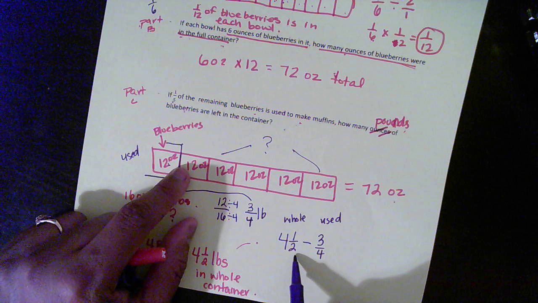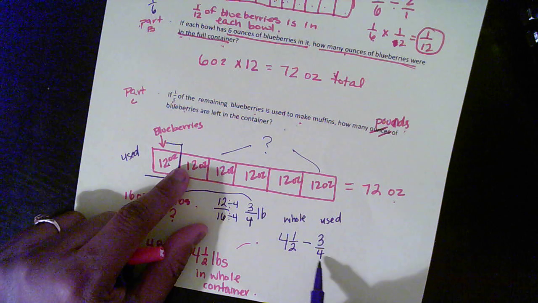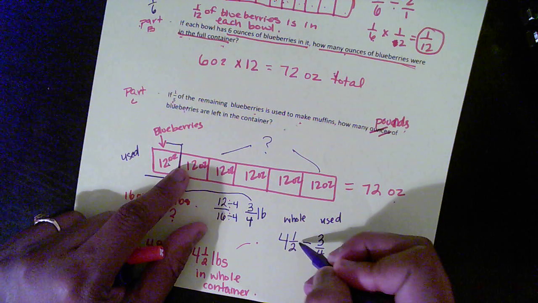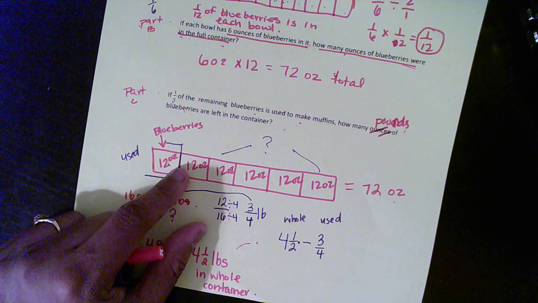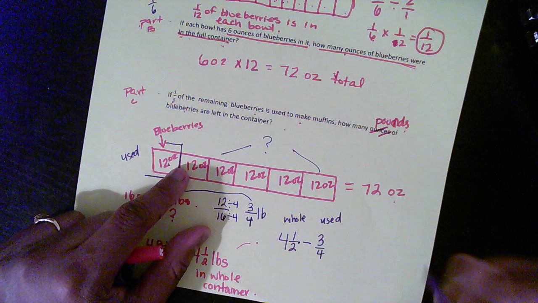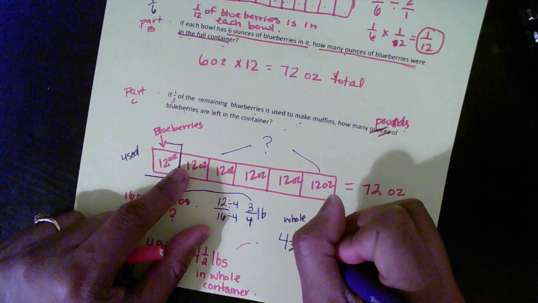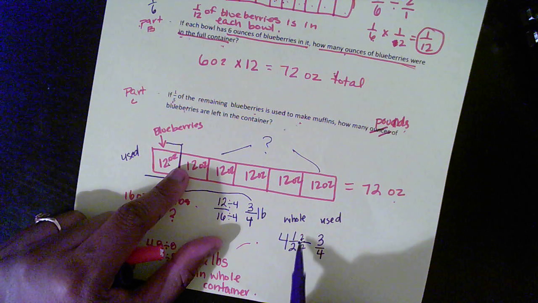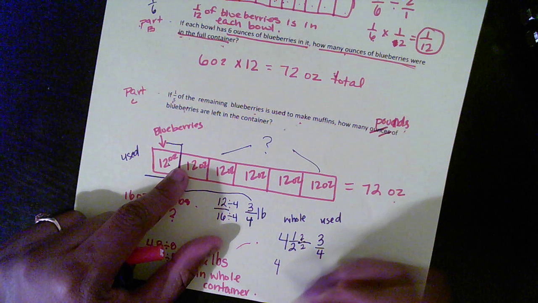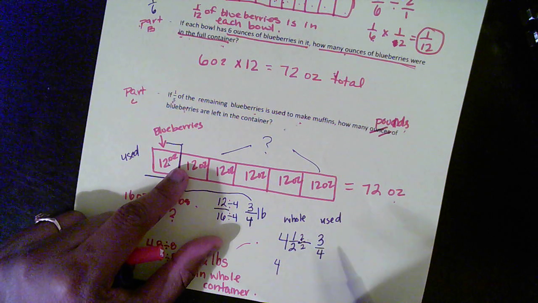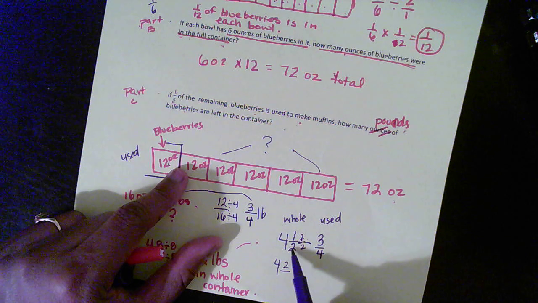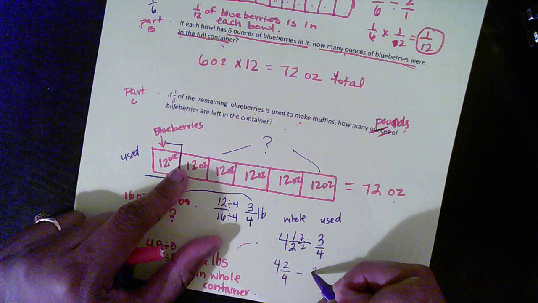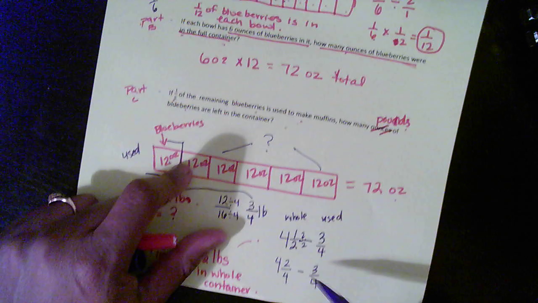So now I quickly noticed that I have different denominators, and when we subtract fractions, we have to have the same denominator. So I'm going to convert this half, this fraction, into fourths. So I'm going to multiply by 2 over 2. So now I'm going to keep my 4. 1 times 2 is 2. And then 2 times 2 is 4. Okay. Have the same denominators. Now I can subtract.